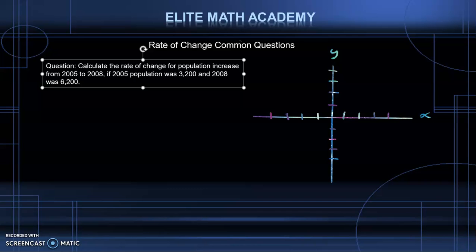Okay, we'll be talking about rate of change common questions. The question here is: calculate the rate of change for population increase from 2005 to 2008 if the 2005 population was 3,200 and 2008 was 6,200. Before we get to this question, I'd like to review what we talked about for rate of change.